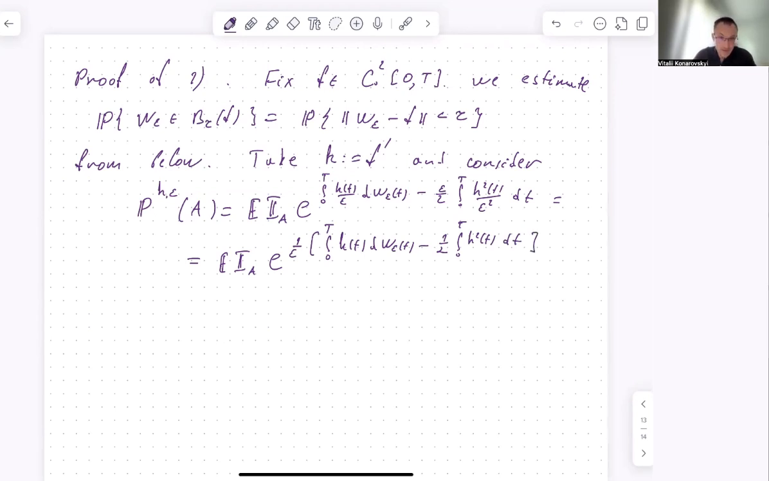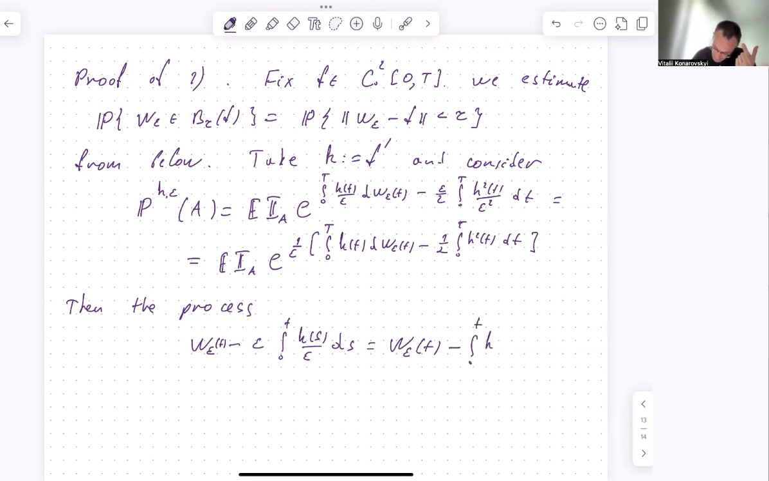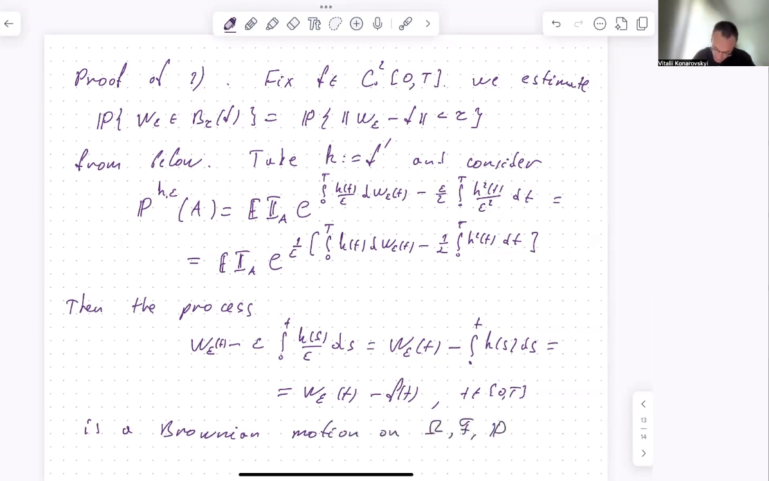And then note that the process W epsilon, the Brownian motion with diffusion rate epsilon, minus the integral from 0 to t of the function which you wrote here, h of s divided by epsilon, that is W^epsilon(t) minus the integral from 0 to t of h(s) ds, that is W^epsilon(t) minus the function f(t). And that process is a Brownian motion on the probability space Omega, F, and then P_h^epsilon.